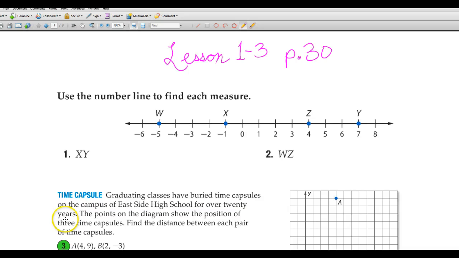Okay, so this is lesson 1-3, starting on page 30, distance and midpoints. Number 1, use the number line to figure each measure. To find the length of XY, we take the absolute value of the difference of the coordinates. So Y is 7, minus X is -1, and that gives us +1, so that would be the absolute value of 8, which is still just 8.